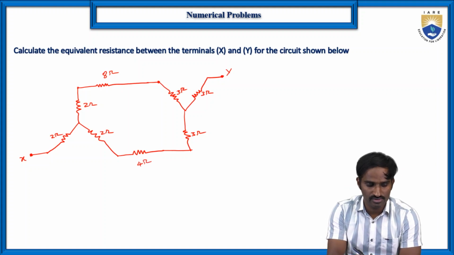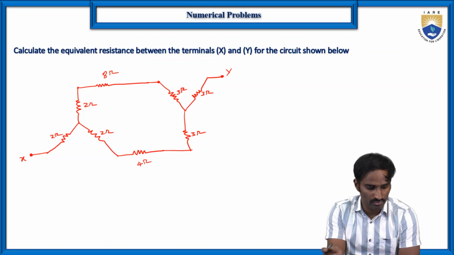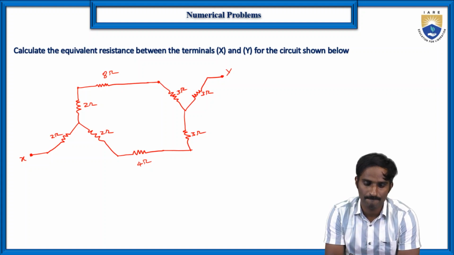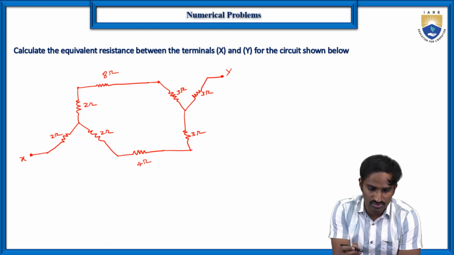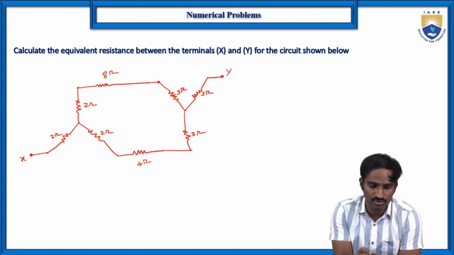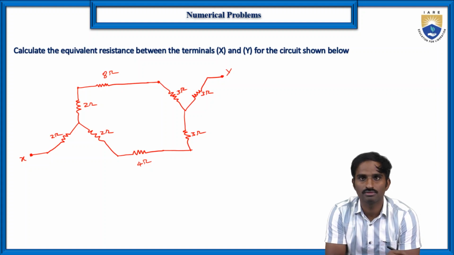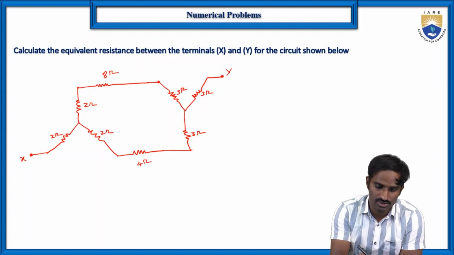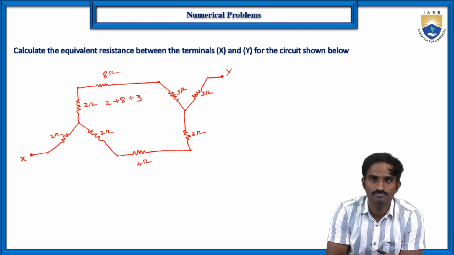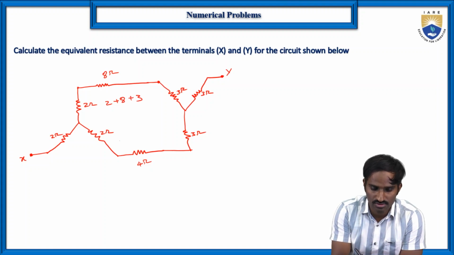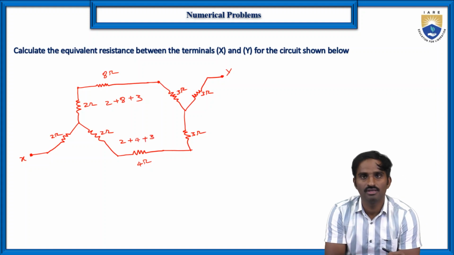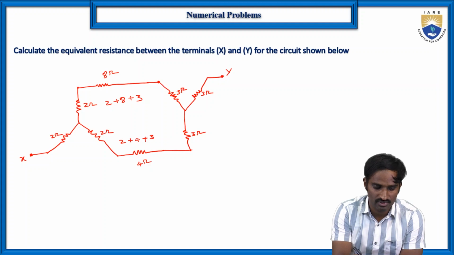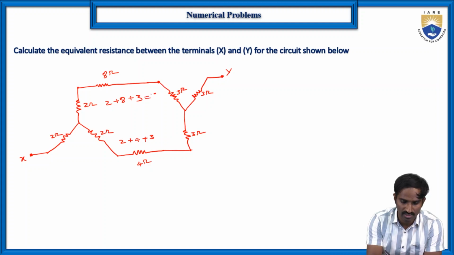Now we are going to simplify this circuit again. How are we going to simplify it here? As you can see, these 2 ohms, 8 ohms and these 3 ohms are connected in series, which means 2 plus 8 plus 3. And here again this 2 ohms, plus this 4 ohms, plus these 3 ohms are in series. So we can replace this with a 13 ohms resistor, and this with a 9 ohms resistor.